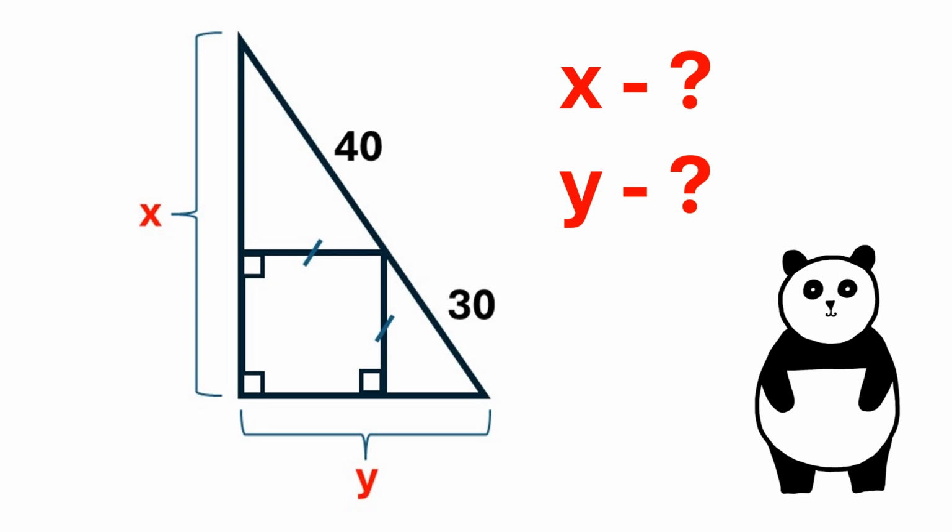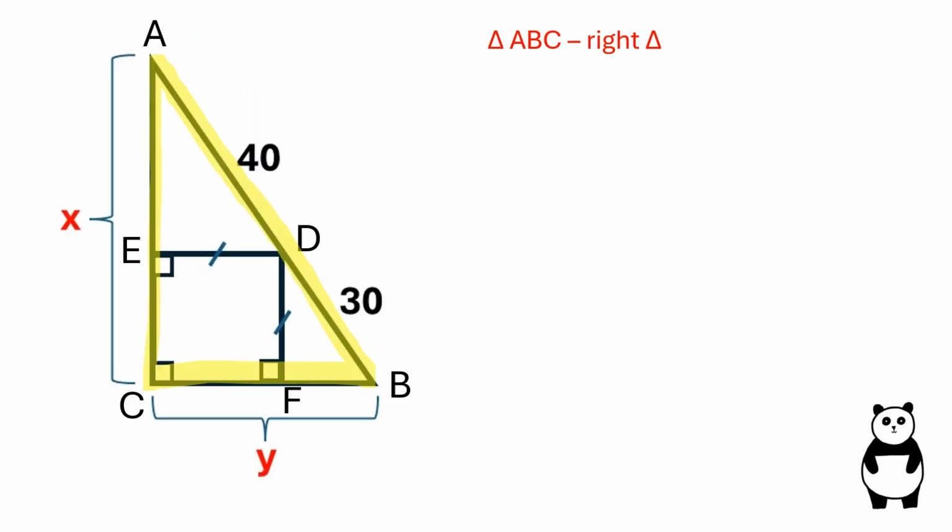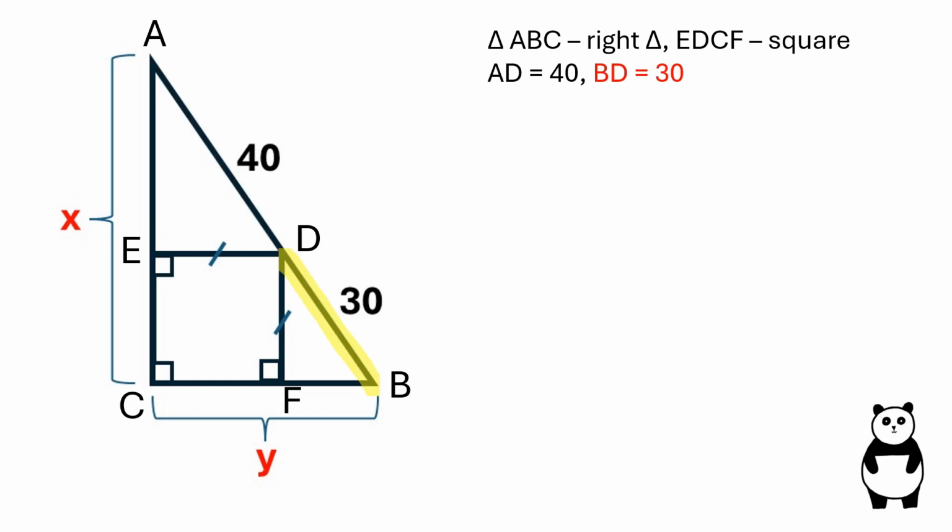Let's solve this problem. If you'd like, you can click the pause button and try to solve this problem yourself before you watch the video. Triangle ABC is a right triangle, EDCF is a square, AD is equal to 40, BD is equal to 30. We need to solve for AC and BC.